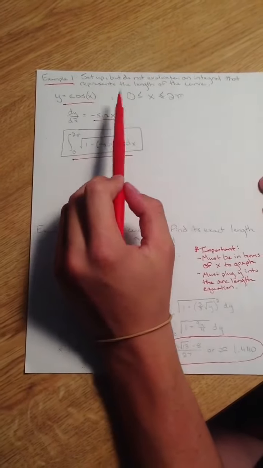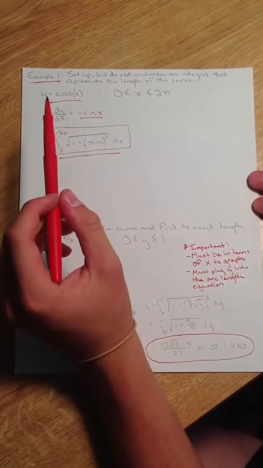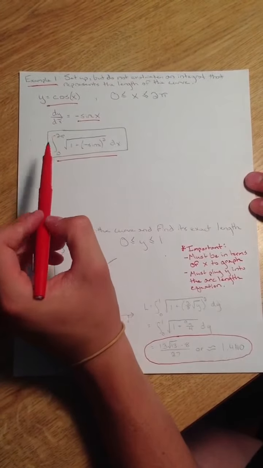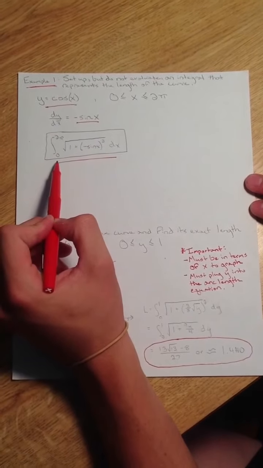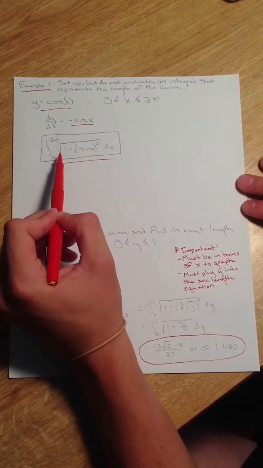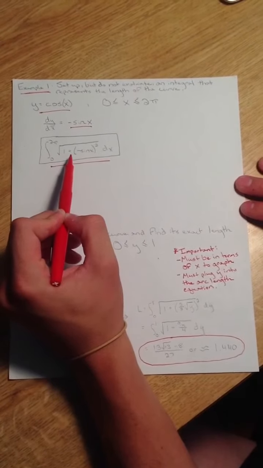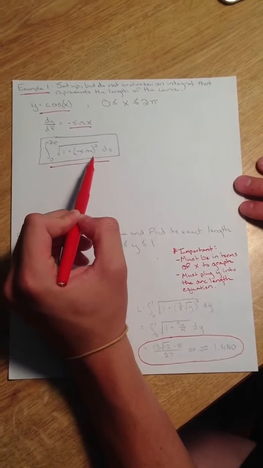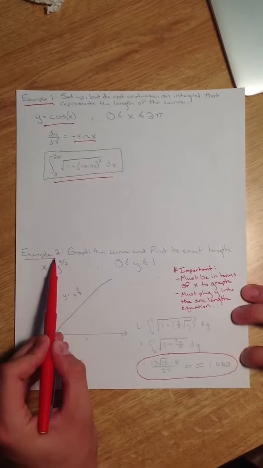So, because the question asks to set up an integral, the integral we'll set up using the arc length formula is the integral between 0 and 2 pi of the square root of 1 plus negative sine x squared dx. Let's attempt a more complex example.